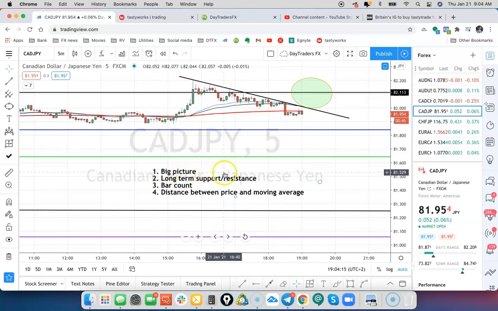Long-term support seems to be holding really well, and long-term resistance is a long way away. And then we've got distance between price and the moving average, not very high. Bar count's low, and the distance is pretty low, so that tells us this could continue moving on. If this breaks out, it could continue moving higher for a good chunk. That's a little bit to have a look at.